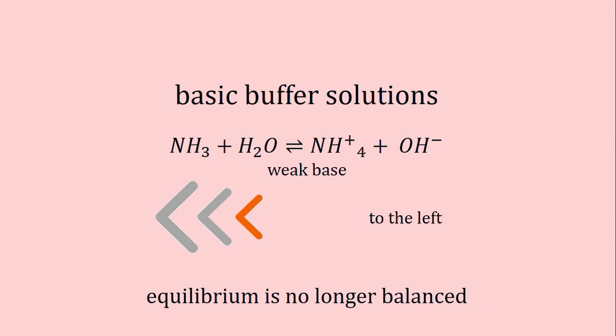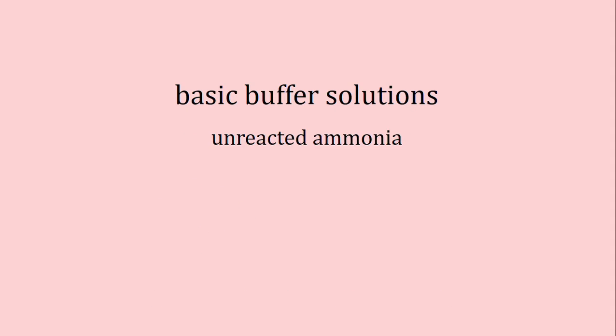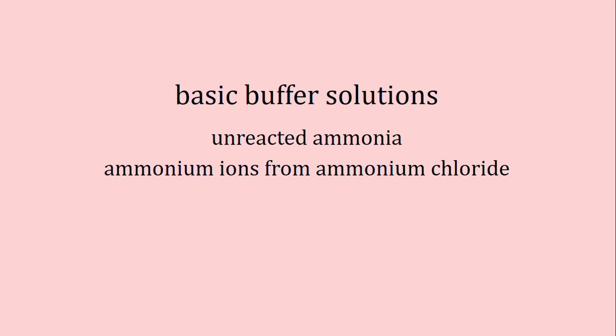Again, this means that there is no equilibrium. In order to regain equilibrium, there should be lesser reactants than the products. We now have unreacted ammonia, ammonium ions from the ammonium chloride, and enough hydroxide ions to keep the solution basic.